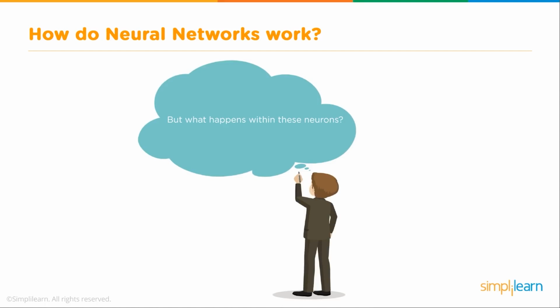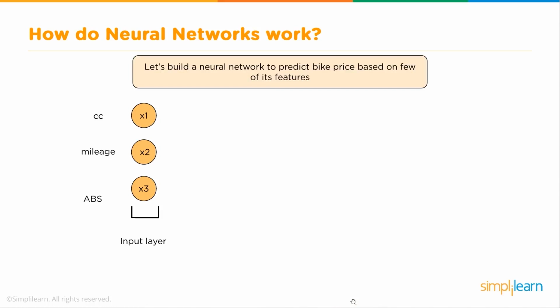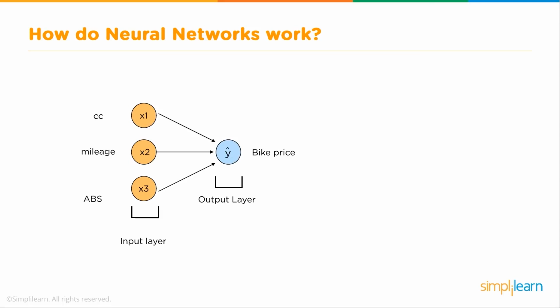But what happens within these neurons? So let's look at a little example of this. It kind of helps if you have some kind of visual. Let's build a neural network that predicts bike prices based on a few of its features. And we'll see here we have our CC, our mileage, and our ABS, and these are our three input layers. And then we have the bike price and the output layer.